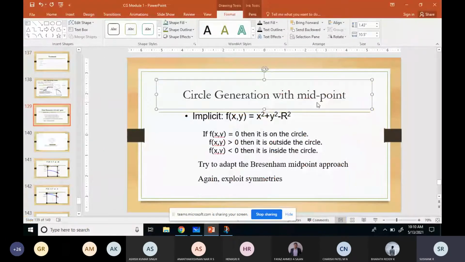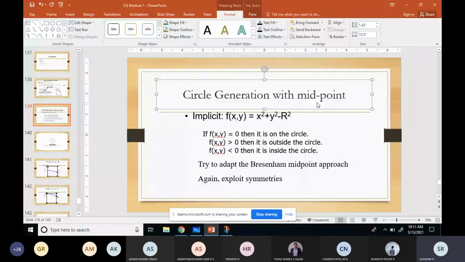So that is circle generation with midpoint. You'll calculate the formula f of x comma y is equal to x square plus y square minus r square. A value of 0 means on the circle, greater than 0 means outside the circle, less than 0 means inside the circle.